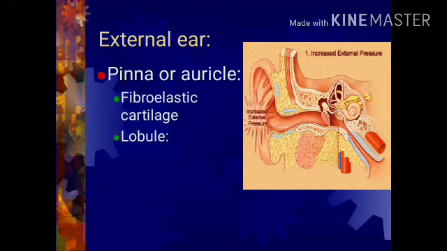Starting with the external ear, it has the pinna, also known as the auricle. It is a cartilaginous expanded portion made up of fibroelastic cartilage which is covered by skin. The lobule consists of fibrous and adipose tissue. Here you can see.